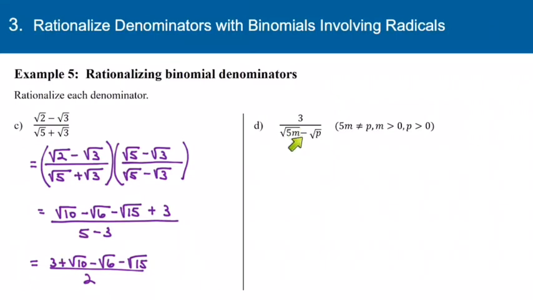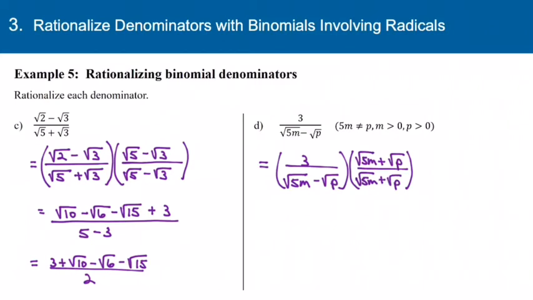And now let's look at part D. We have 3 over square root of 5m minus square root of p. So again, we have two terms in the denominator. In order to rationalize this, we'll have to multiply top and bottom by the conjugate of that denominator. So in the top, all we have to do is 3 times this quantity. I'm not even going to distribute the 3 this time. I'm just going to write it like this. And in the denominator, square root of 5m times square root of 5m is 5m.